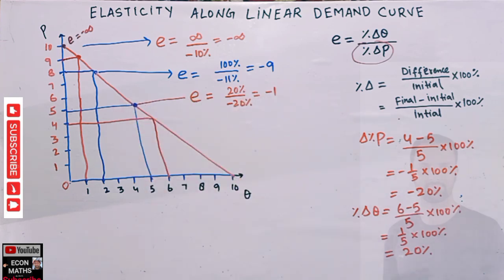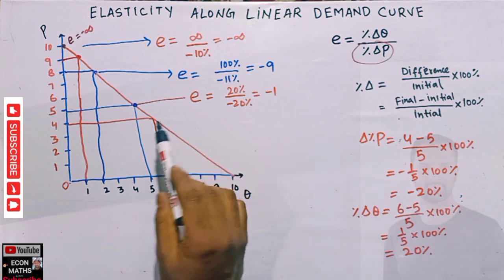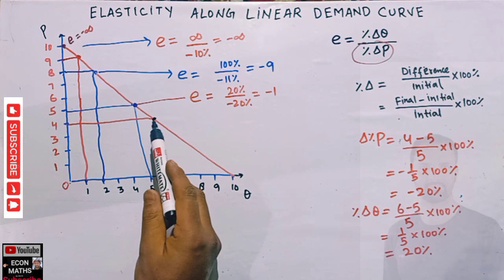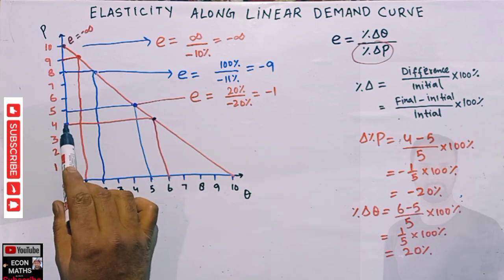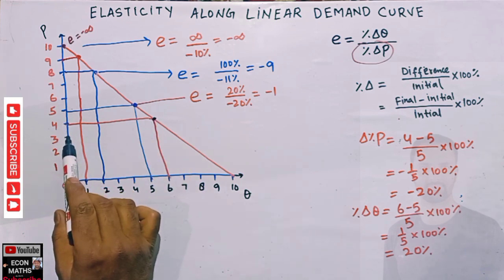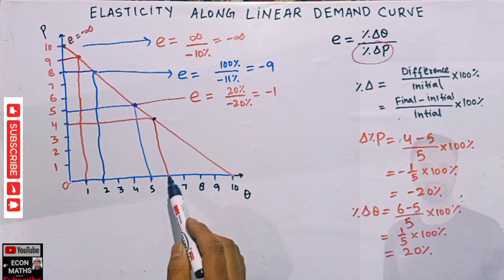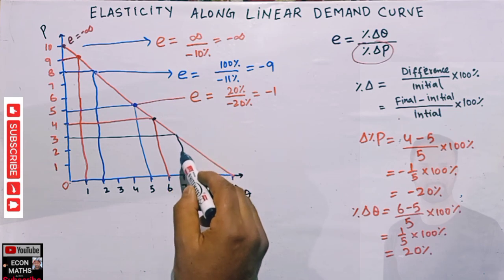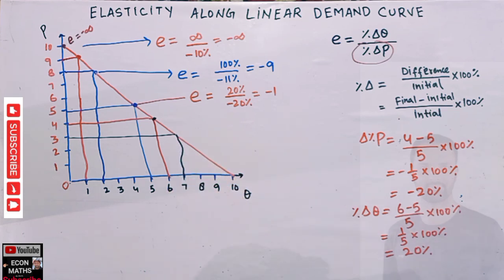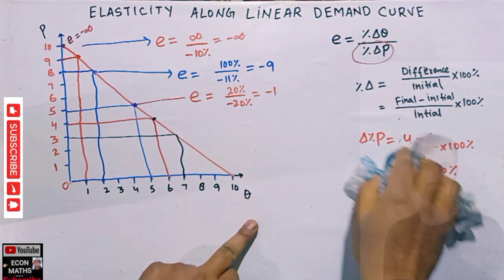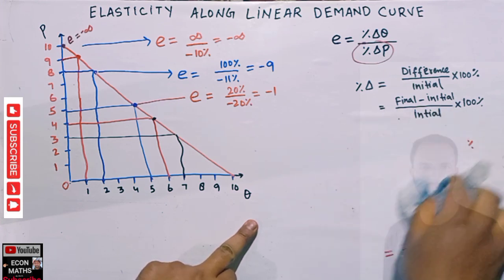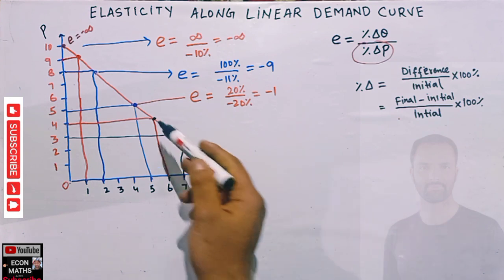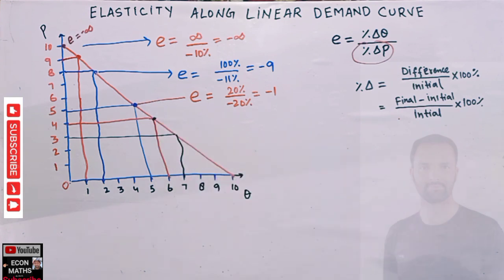And what is the elasticity at this point? So let us see the elasticity at this point. Suppose price decreases from 4 to 3, quantity demanded increases from 6 to 7. So let us join these 2 points. Now the point that I want to make here is that elasticity changes across the demand curve. So what will be the elasticity at this point?